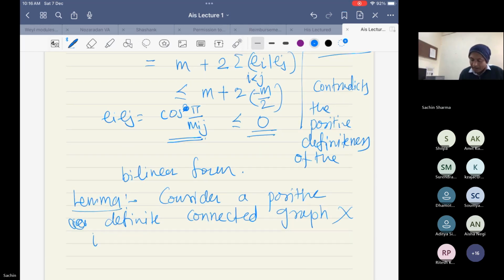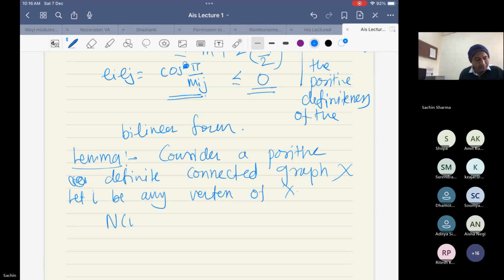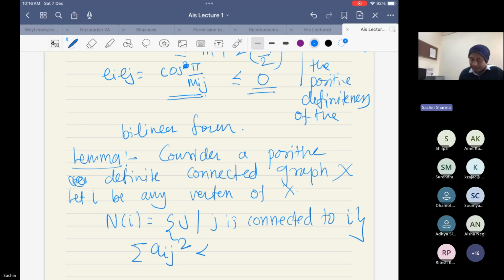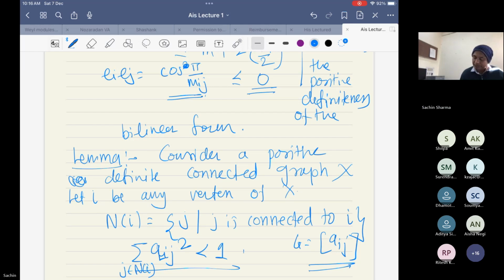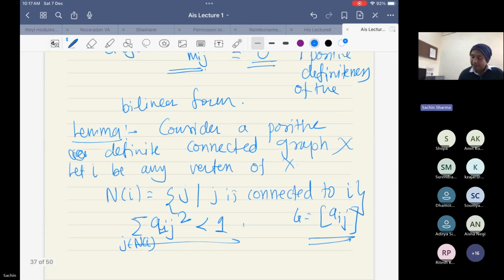Let I be any vertex of X, and let Ni be the set of J such that J is connected to I. Then the summation of Qij square is strictly less than 1. You note that Q is nothing but the matrix of Qij's. So the sum of the squares of the entries where J belongs to Ni is strictly less than 1.